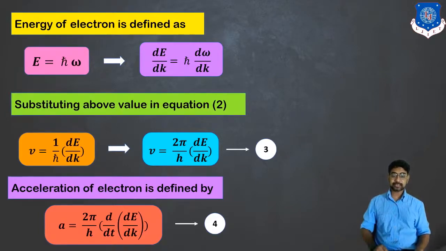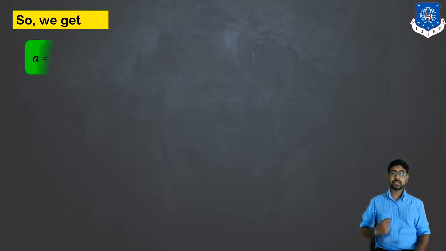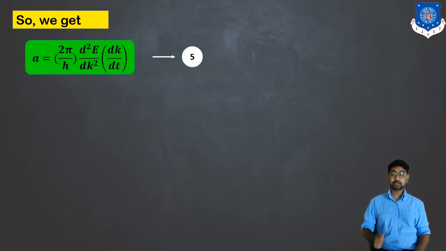Okay, so once we get this a, the next step we get a equals to 2π/h d²E/dk² into (dk/dt). Now how have we achieved this? We have multiplied the acceleration equation entirely by dividing and multiplying both by dk. Hence we get this equation.